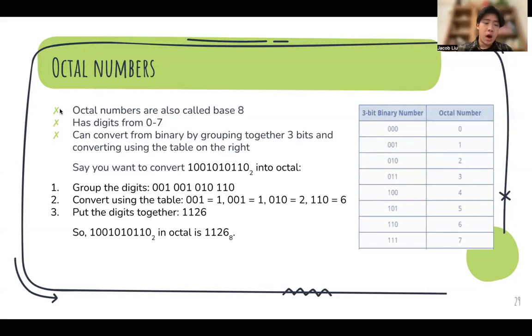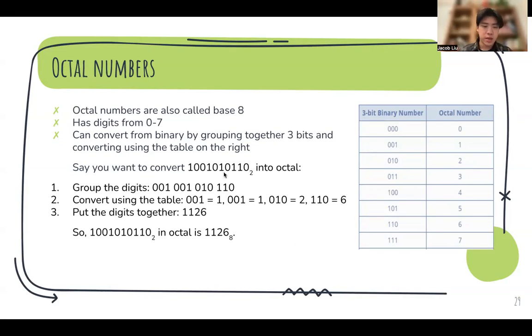Octal numbers are also called base 8. This is because they have 8 digits from 0 through 7. You can convert from binary to octal in a very simple way. All you have to do is group together 3 bits and then convert each 3-bit group into its corresponding octal number. Remember, a bit is a binary digit. After you convert, you simply smush those octal numbers together. You don't have to add or anything.